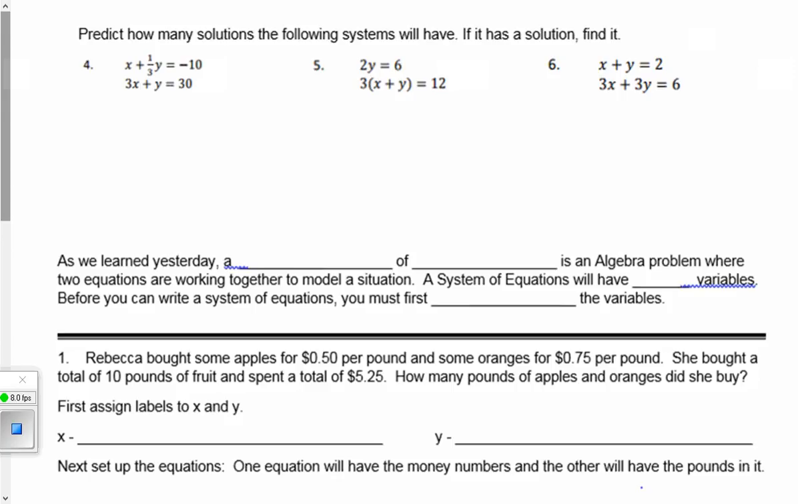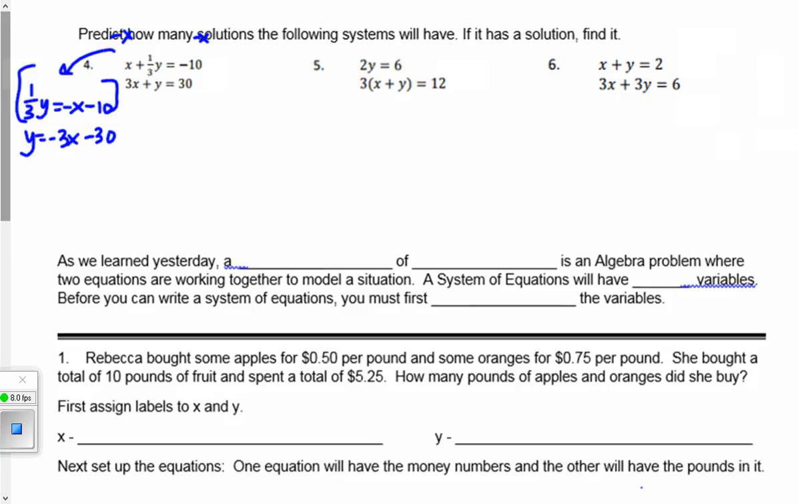So looking at number 4, the only way we can do this is if I solve it for y equals mx plus b. On the top here, I'm going to subtract x from both sides. So I've got 1/3 y equals negative x minus 10. Then I need to get rid of this 1/3, so I'll multiply everything by 3. So y equals negative 3x minus 30. So there's our first equation.